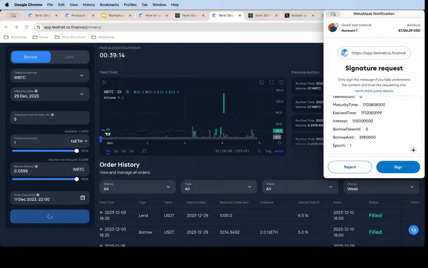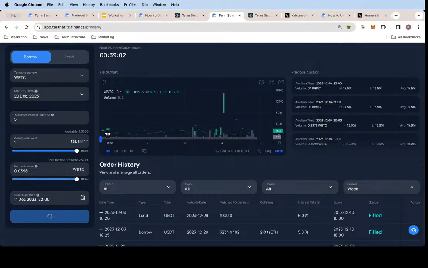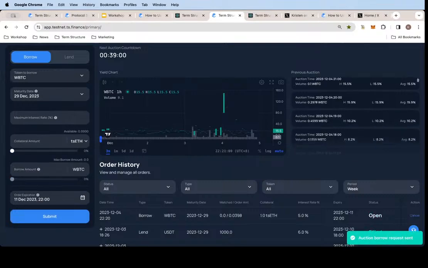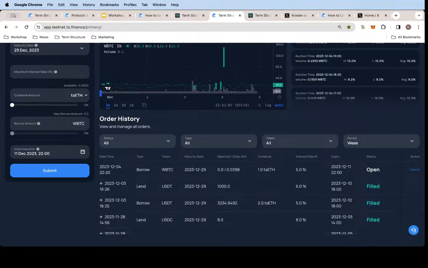And as we mentioned earlier, because of zk-rollup, users do not need to pay gas fees when they place or cancel orders on term structure. So you can also review the information here. And if it's okay, just click sign. And yeah, you will be able to see your order history here. So this is the order that I just placed. And you can always cancel it if needed.